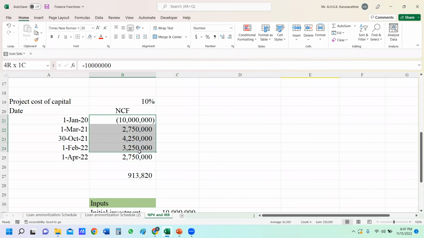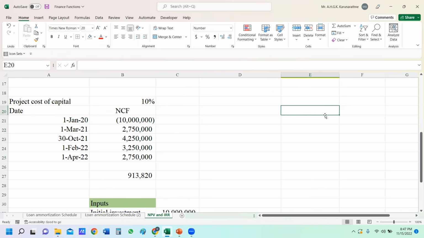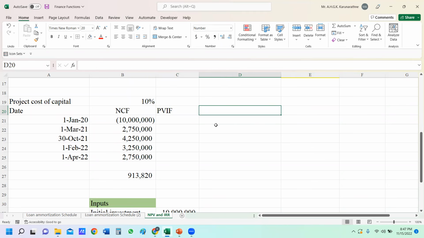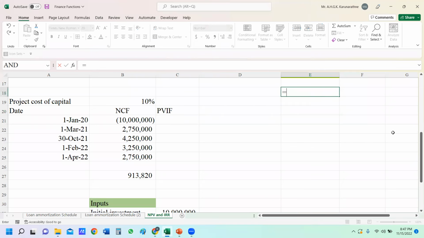Right. Cash flows are there, the original cash flows. We need to multiply these with the present value interest factor, like our usual formula. Now, how do we get the present value interest factor? It is again 1 divided by 1 plus r to the power n. N is in terms of years, right?